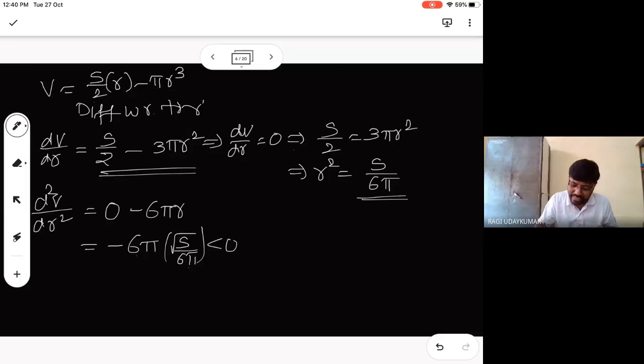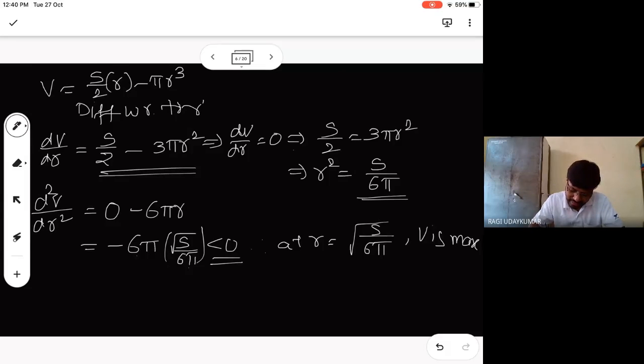So therefore, r is equal to under root of S by 6 pi. In case you take that r value, we got less than 0, which is nothing but V is maximum by the second derivative test. As you get less than 0, the radius value is to be taken as under root of S by 6 pi.